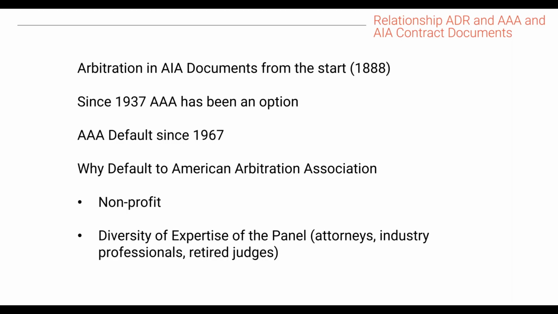The NCDRC was started in 1966. It was the work of all of these industry groups coming together, sort of under the overall umbrella and supervision of the American Arbitration Association, to create standardized processes and rules around arbitration. And starting in 1967, the American Arbitration Association was the default go-to provider for ADR services in the AIA's contract documents. Why was that? Well, there were a number of reasons.